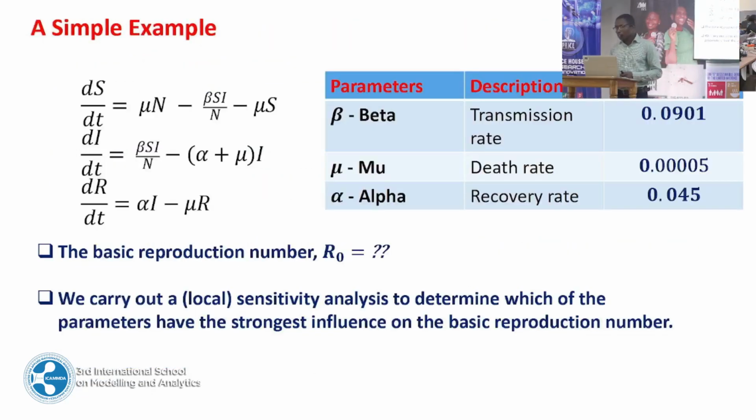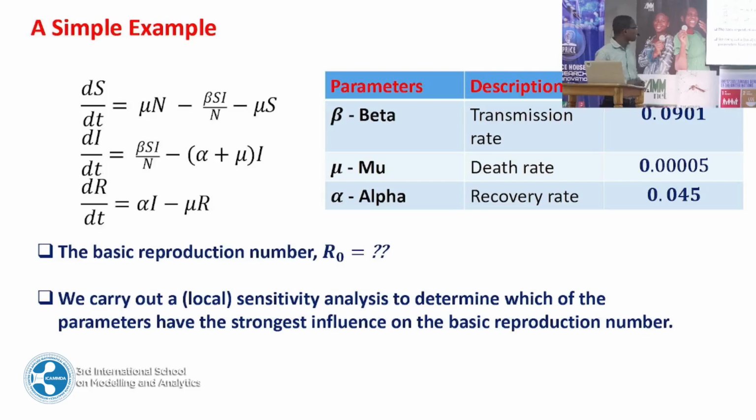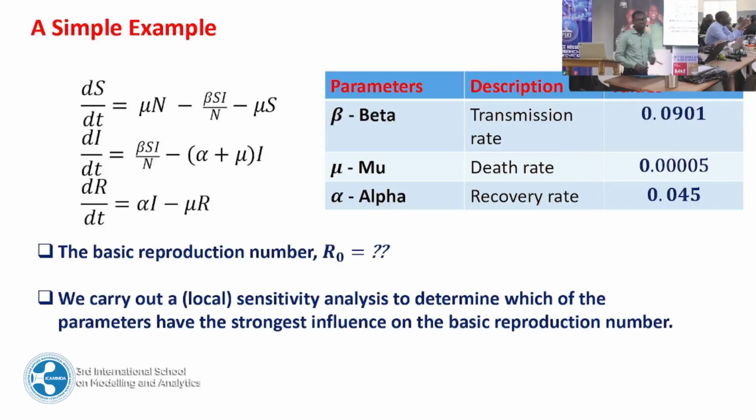So let's look at a simple SIR model. We are familiar with this type of models. So I try to give the model description, the parameters and their description. So we have the ST equals to mu n minus beta SI over n. Look at the incidence function there.